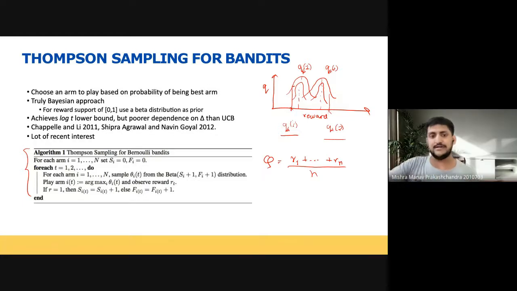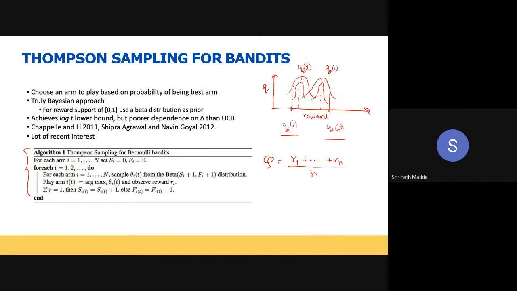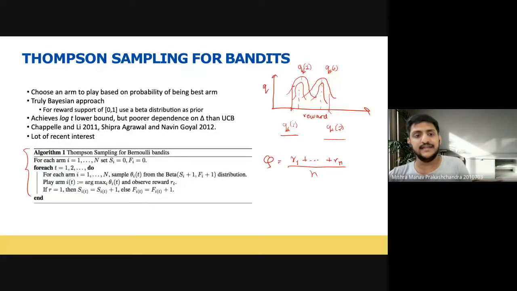Okay, so I should explain the algorithm here, right? So here we have, for each T, which starts from 1 till whatever time we have, for each arm I sample theta i T from the beta distribution. We are assuming here a beta distribution. In the example given here, I assumed a Gaussian, but any distribution is fine. This I have basically transformed into a 0-1 distribution. You're drawing a sample theta T, then based on that, you play the arg max of theta T and observe the reward.